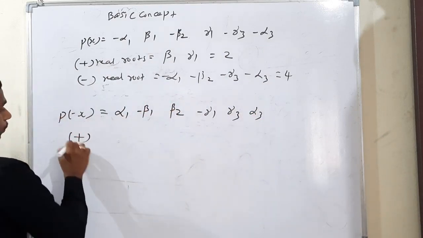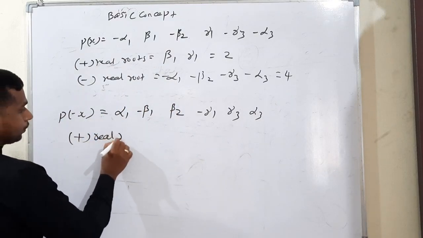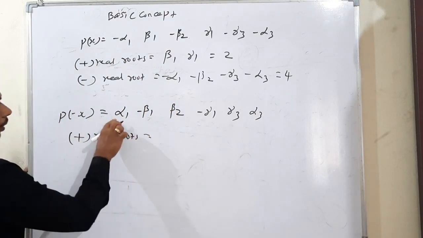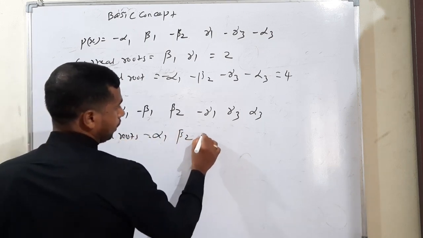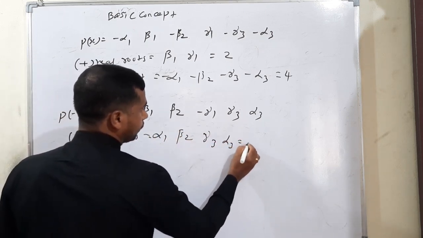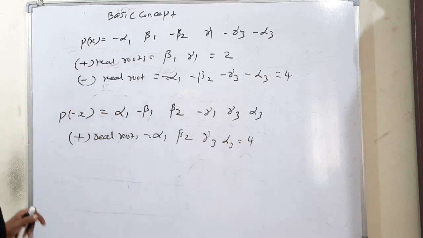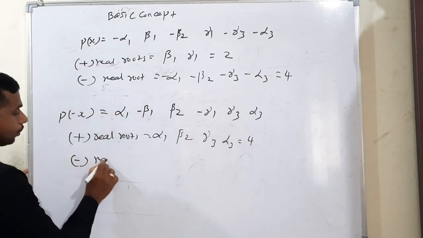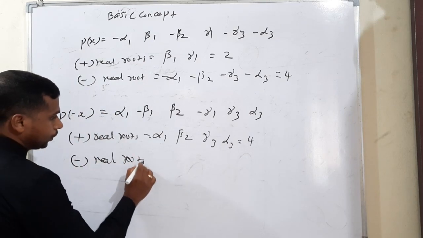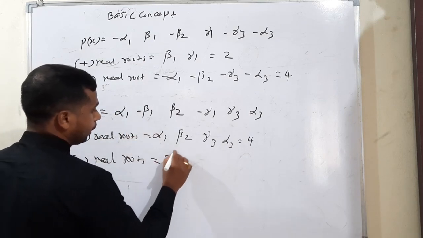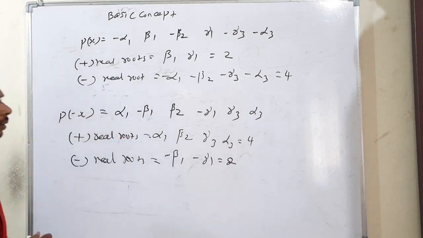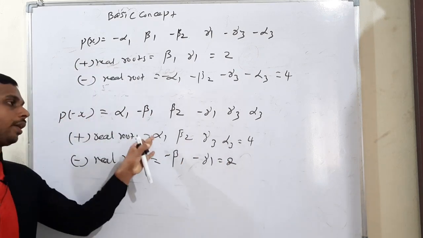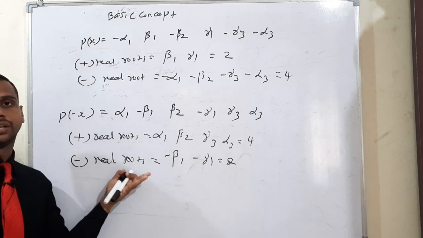So how do we find the positive real roots? You can count alpha 1, then beta 2, then gamma 3, then alpha 3, totally 4 are there. Then how do we find the negative real roots? It is negative beta 1 and negative gamma 1, totally 2 values are there. This is the difference between finding the positive real roots and negative real roots.